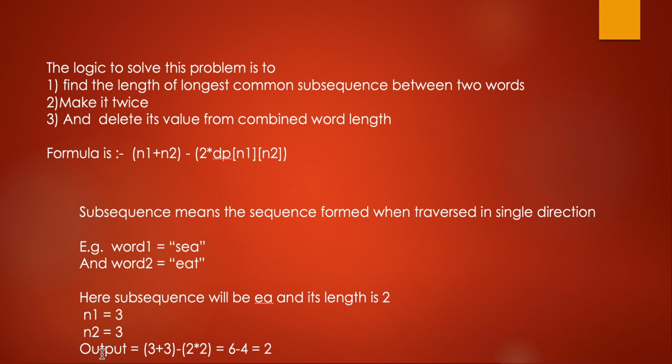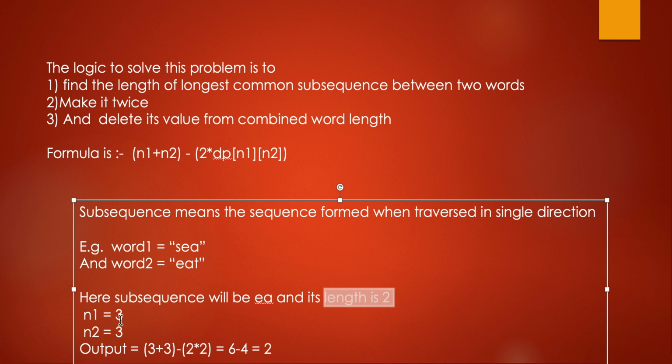So, using the formula, output would be 3 plus 3 minus 2 into 2. I'll repeat again. The output would be n1, which is 3, plus n2, which is 3, minus 2 into dp[n1][n2], which is 2. So that's equal to 6 minus 4, which is equal to 2, the final result.